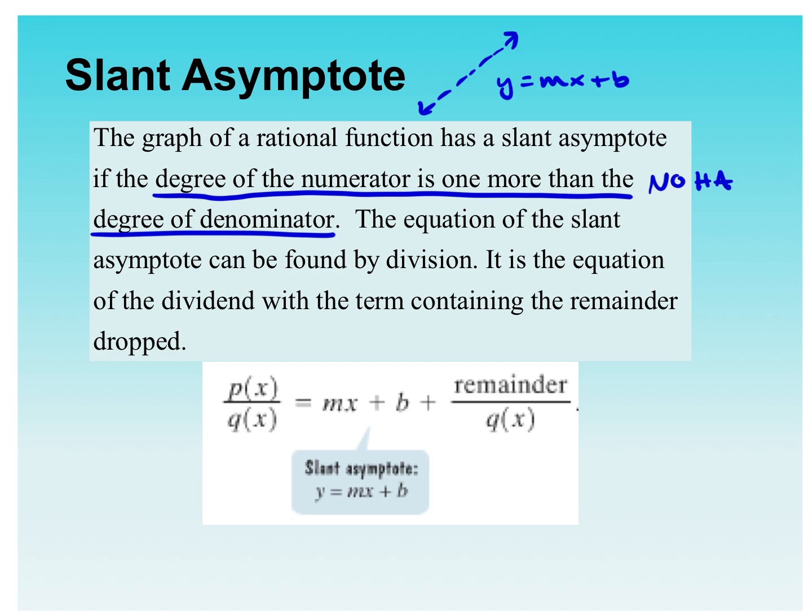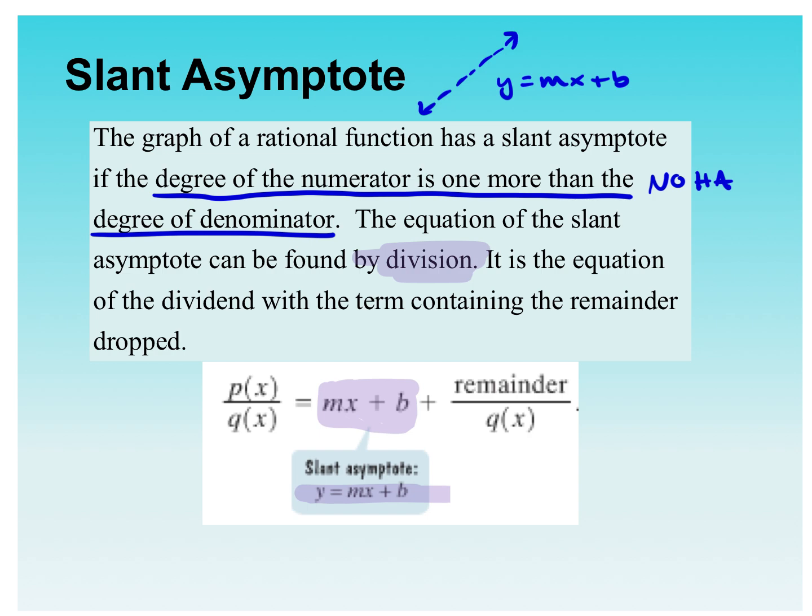And the equation of your slant asymptote can be found by division. So we're either going to be doing long division or synthetic division. It depends on what we're being asked to divide into it, what our dividend is. But for a slant asymptote, we only include the whole number part. Our slant asymptote is going to be in the form of y equals mx plus b.